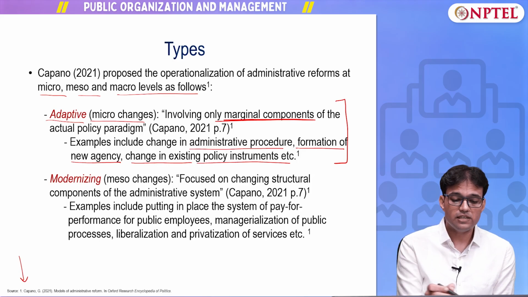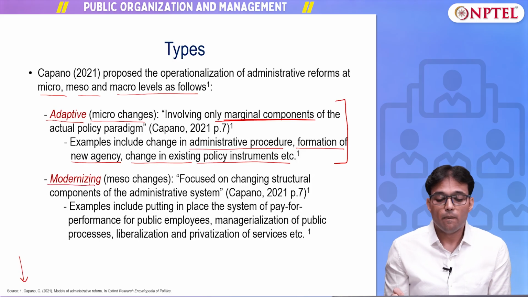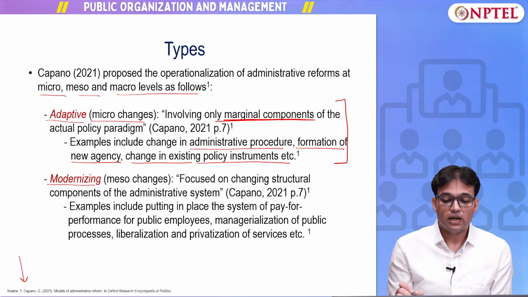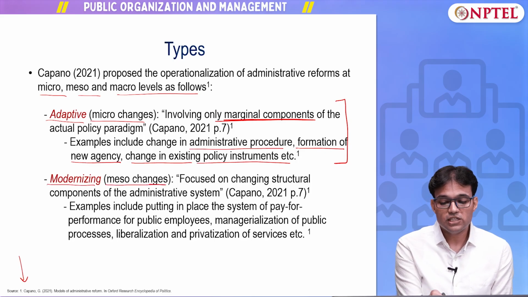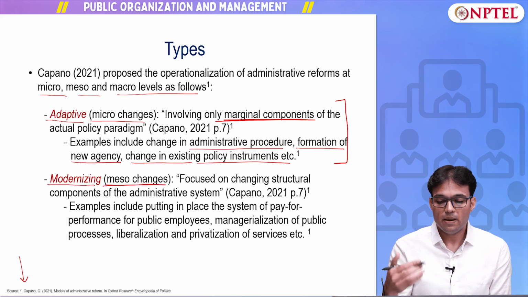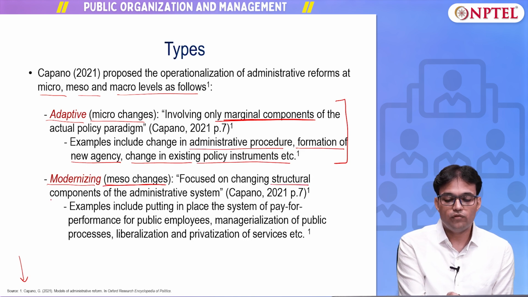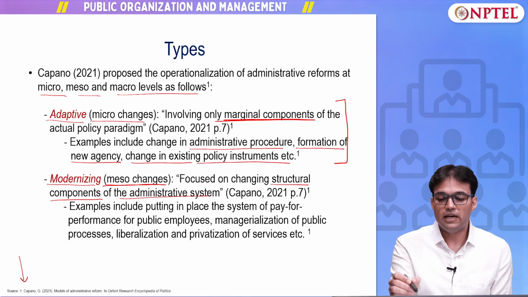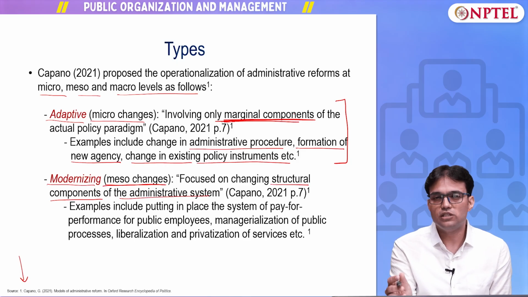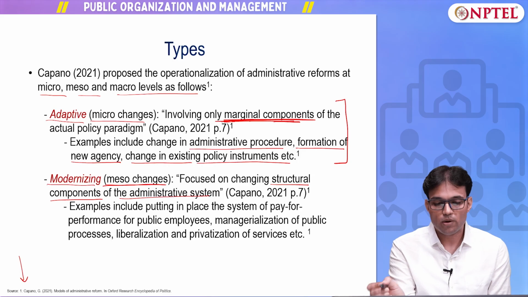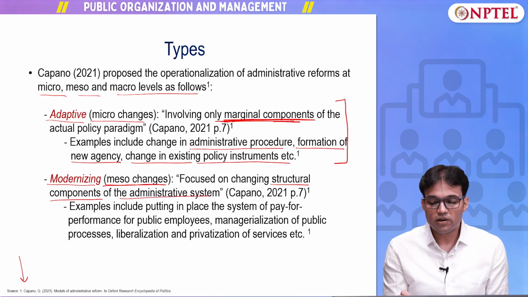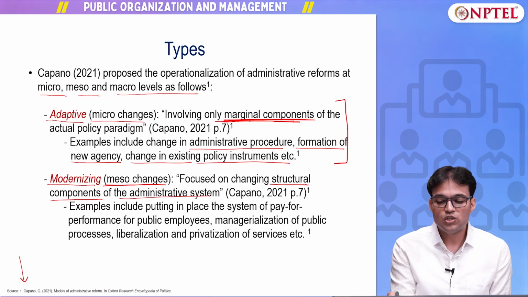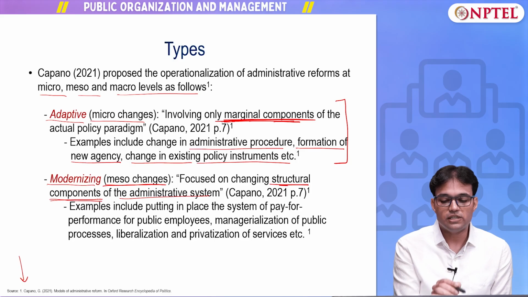The second type that has been proposed by Capano is modernizing reforms, which means meso changes, more than micro changes. Meso changes focus on changing the structural components of the administrative system. The changes to the marginal components of the actual policy paradigm are not big, huge changes; they're small changes. In the case of modernizing, the focus is on changing the structural components of the administrative system.